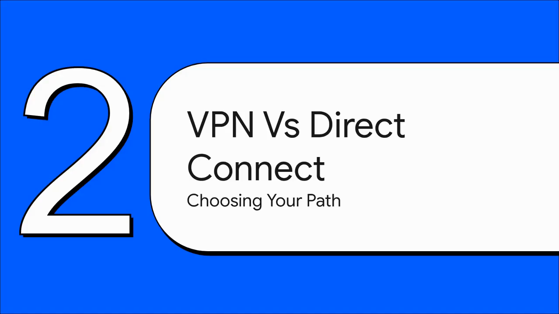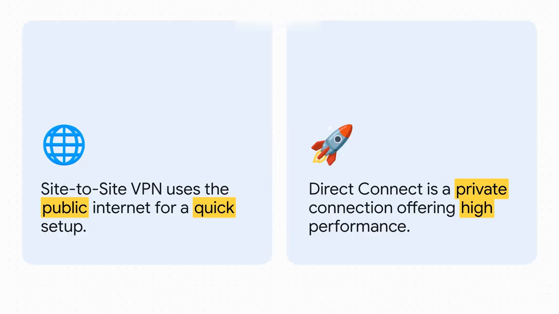Moving right along to Section 2, VPN versus Direct Connect. This is all about choosing your path. Okay, I absolutely love this comparison. Think of a site-to-site VPN as a highly secure, armored car driving on a public highway. It's encrypted, it's safe, but it's still out there sharing the road with everyone else, right? It's subject to the traffic, bad weather, and just the general unpredictability of the open internet.